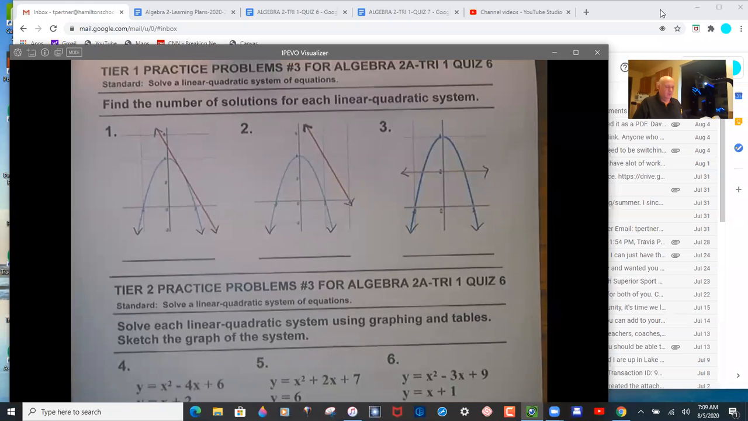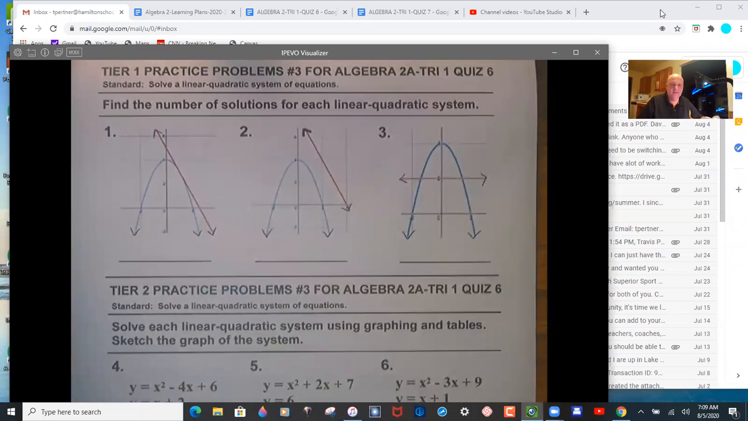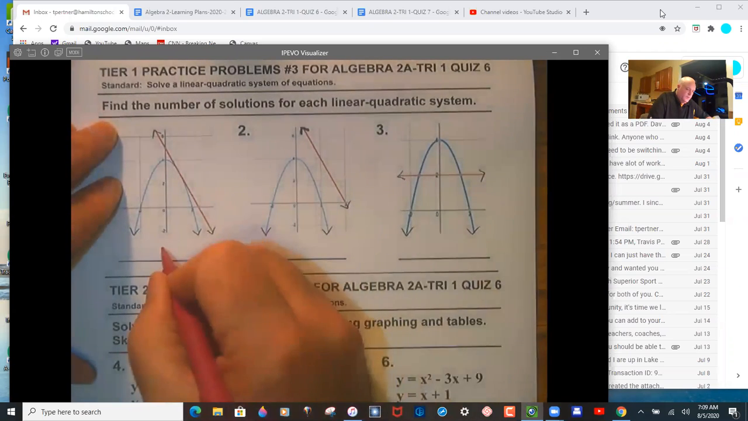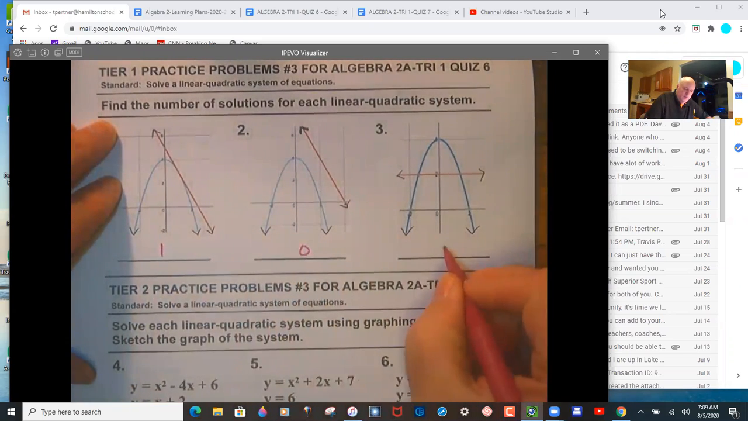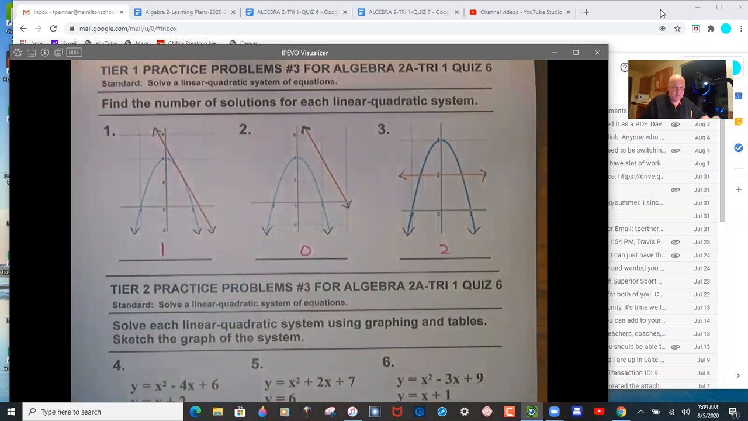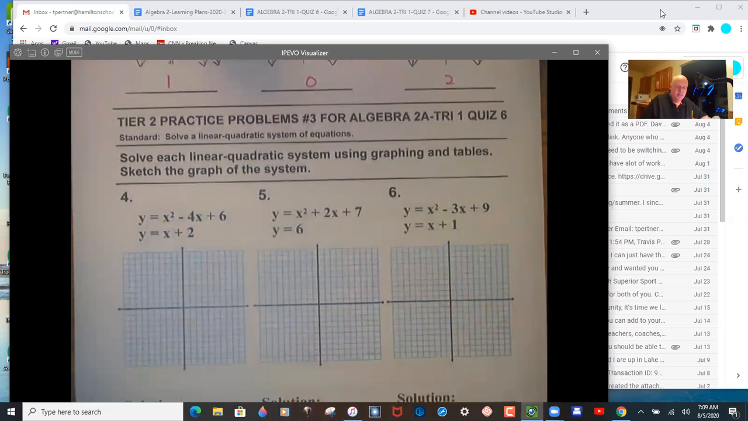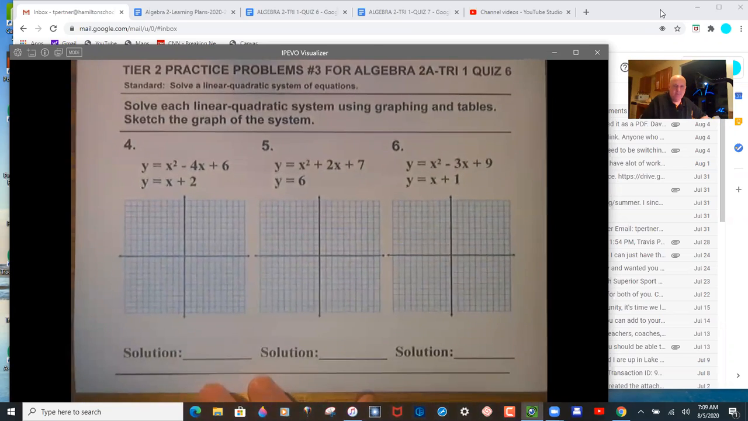These are the solutions for the third practice quiz for quiz 6. On the first three, you are writing down the number of solutions. Very quick, very simple. On 4, 5, and 6, you are graphing, and you're using only graphing and tables to do this.